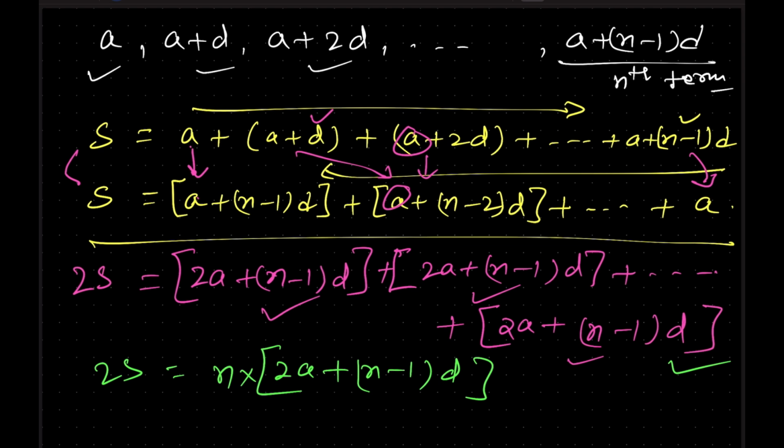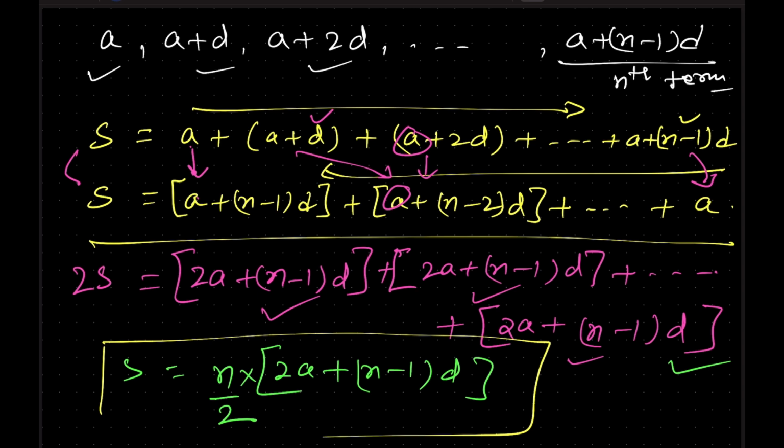So finally you bring this to this side. If you bring this to this side, this will be your final formula for finding the sum of the AP.